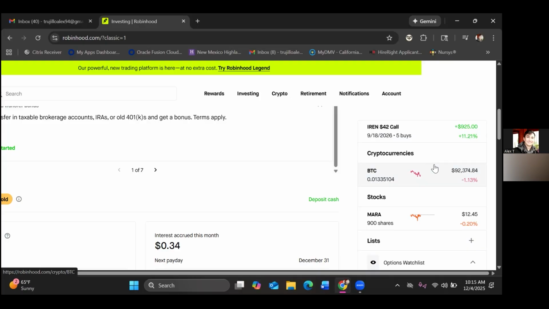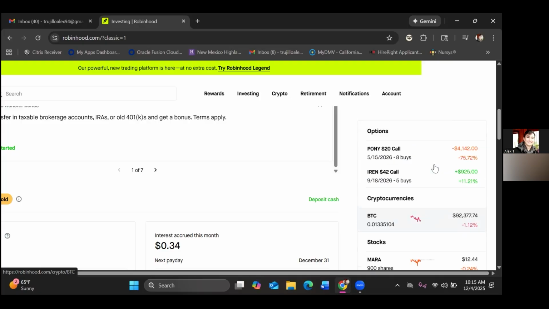And then you also have Mara, so we can sell covered calls there. So whichever you want to start with, you can start with Pony, Iron, or Mara. We're going to run covered calls on all three. But you do have to watch these, okay? So start with whatever. We can go with Pony. Okay, let's do Pony. All right, so let's go to Pony.